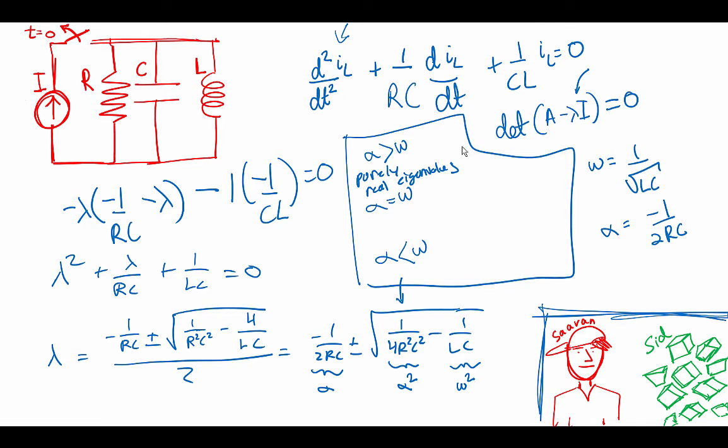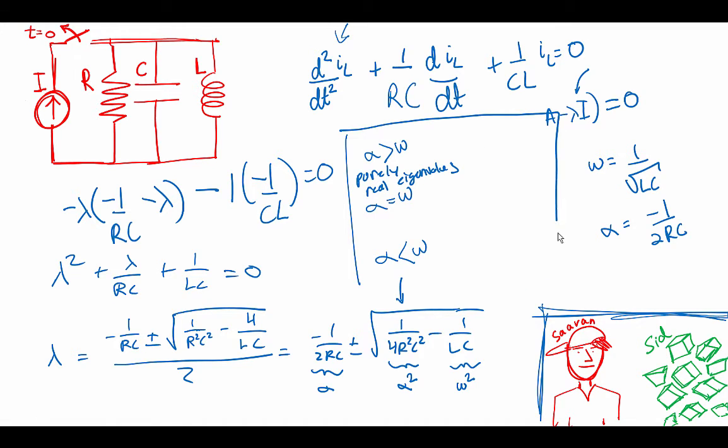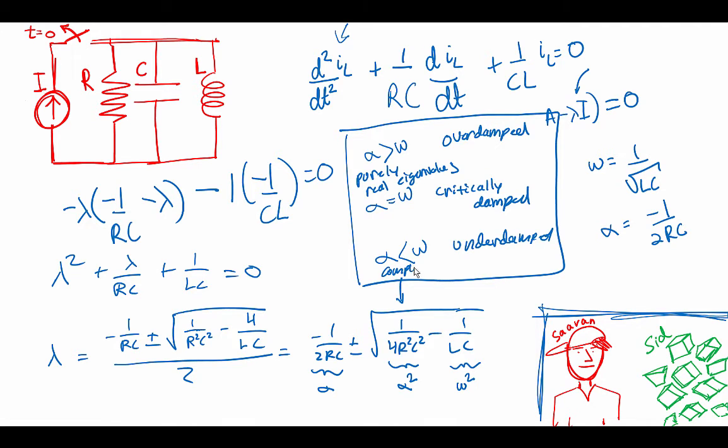This is what we call the overdamped case, with purely real eigenvalues. For alpha equal to omega, we can note that the determinant just ends up being 0, and we call this critically damped. And then finally, for alpha less than omega, this is underdamped. And this implies that you have complex eigenvalues.